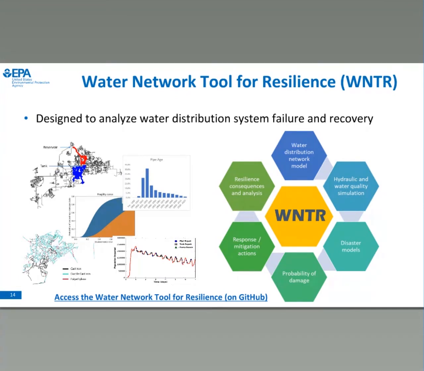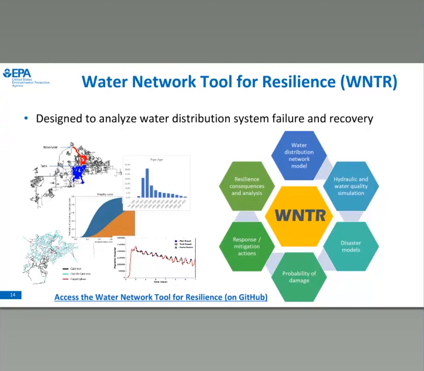So once the water utility has a water distribution system network file and can do these different simulations, we can use a tool like the Water Network Tool for Resiliency, WNTR for short. This is based on the EPA's tool EPANET, which is a hydraulic and water quality simulating engine. It adds additional capabilities on top of what EPANET already offers. So WNTR is designed to analyze water distribution system failures and recovery options. The input to WNTR involves a variety of different things, as I highlighted in this figure.